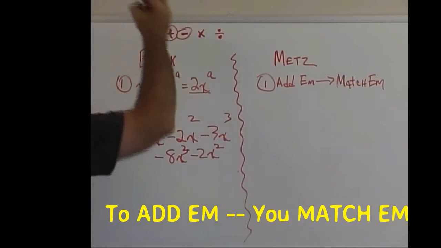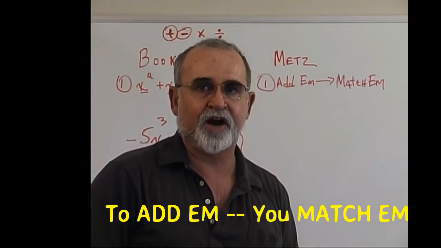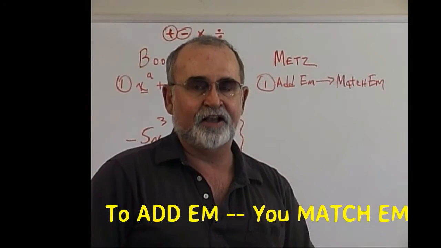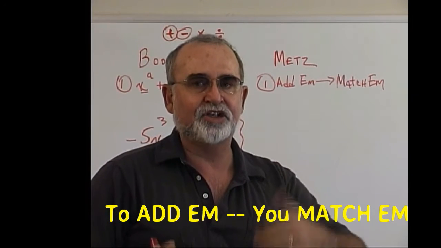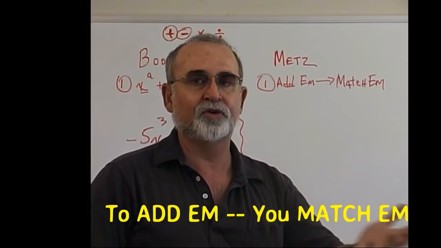Incidentally, subtraction is dealing with the negative, therefore we're really dealing with both of these at this time. We're looking at addition and subtraction. How do you add them or how do you subtract them? You match them. How do you do that? If the names match, you keep the name and work the coefficients. If the names don't match, you don't do anything.